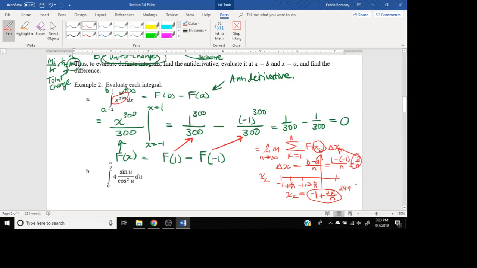And so that's what the use of our antiderivatives are in helping us and connecting it to the Riemann sums, the area problem. Let's go to part B.